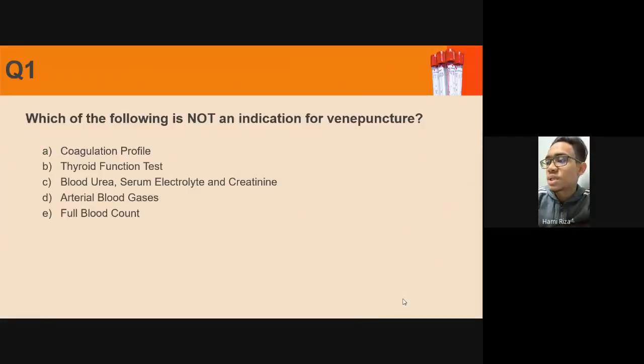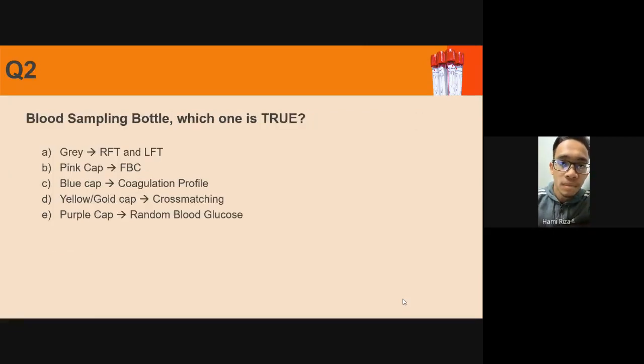Before I finish my presentation, here are several questions that we can answer together. So let's go through them quickly. First, which of the following is not an indication for venipuncture? The answer is obviously D, because in venipuncture, we take blood from the vein, not the artery. Second, blood sampling bottle, which one is true? This should test our memory a little bit, but the answer is C, blue cap, because blue cap is merely for coagulation profile.